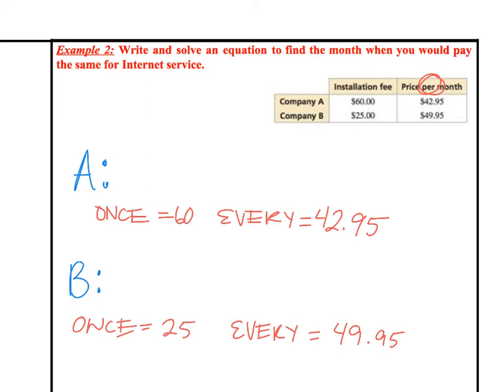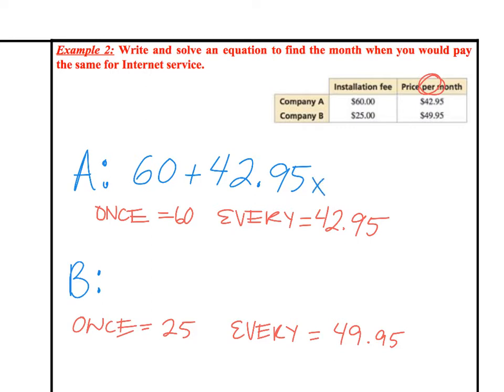So my expression. Kieran, what do you have for company A? For company A, I have 60 plus 42.95x. Okay. What does the x stand for? We didn't define our variables yet. So what did you make x stand for, Kieran?